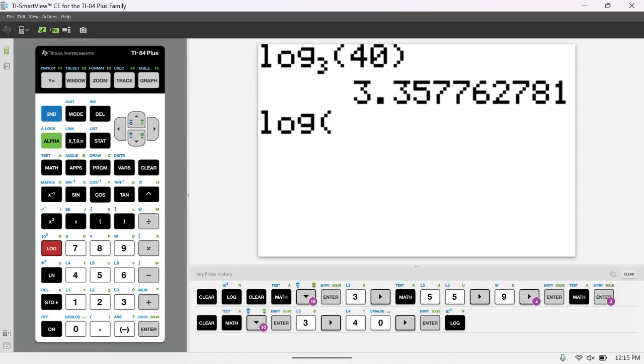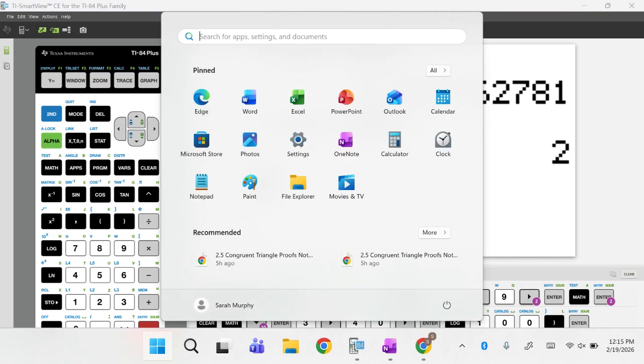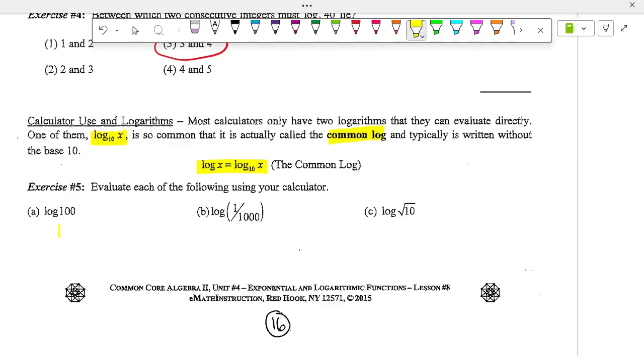All right. So if I do that first problem and I type in 100, what do you think I'm going to get? 2. So that's why I said don't hit that log key if you have a base like a little tiny number in the subscript, because that log key just inputs log base 10. So this would be 2. What do you think 1 over 1,000 would be? -3. What do you think the square root of 10 would be? 1/2.